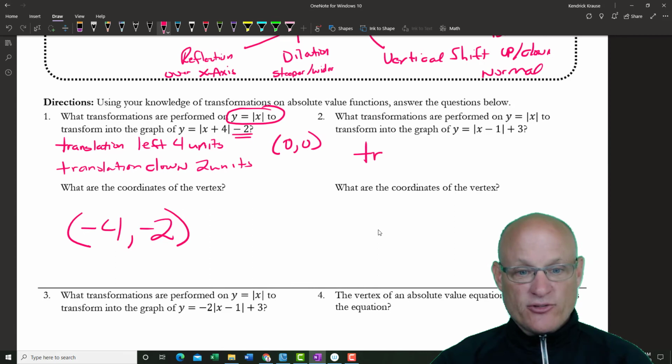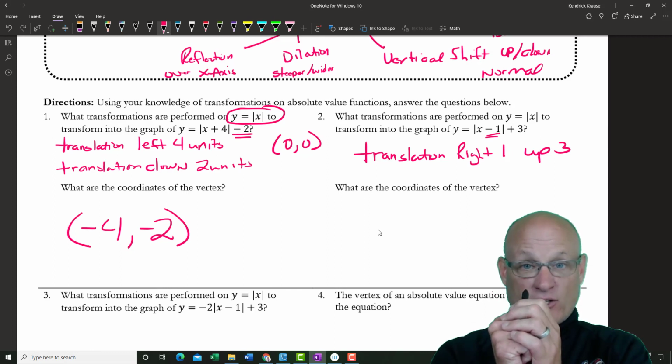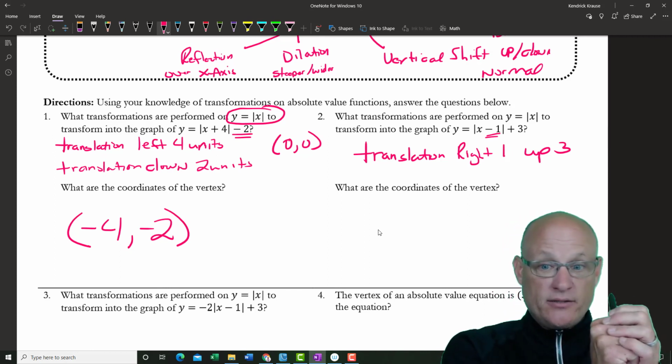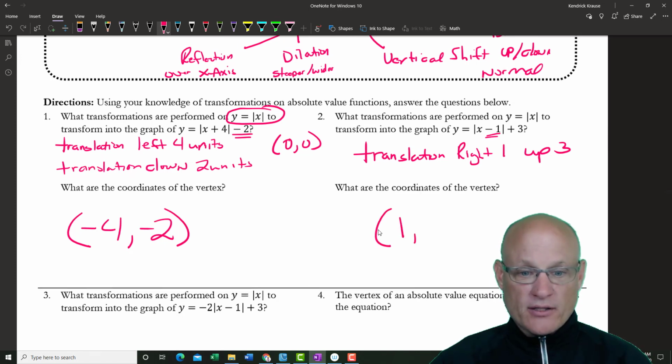So what are we doing here? This is a translation. I'm going to combine these now. Translation right 1, and up 3. Remember, this is -1, but we go right 1. It's opposite from what you think. So the normal vertex is at the origin. We're going to go right 1, up 3. So my new vertex is 1, 3.